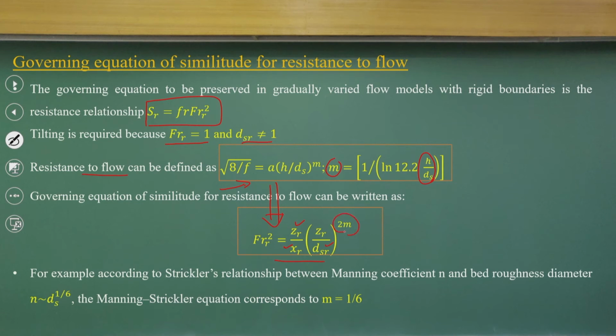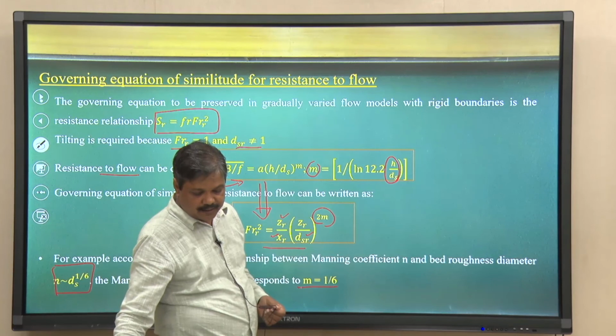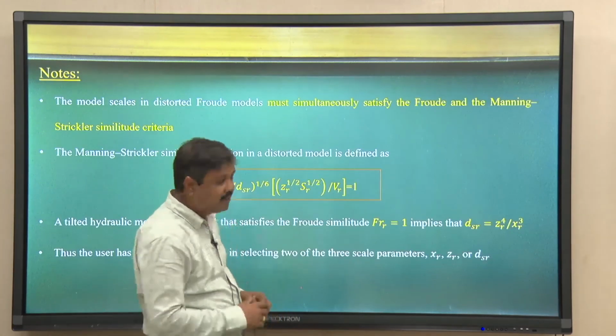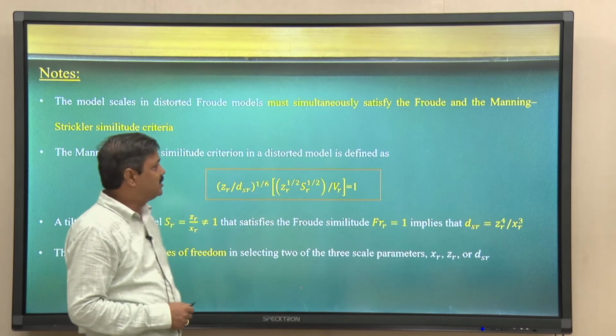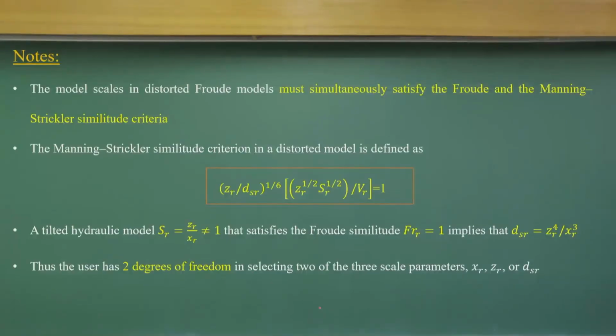This m, when you talk about the Manning-Strickler equation, is equal to 1 by 6. If you remember the Manning-Strickler equation, we define n as a function of d to the power 1 by 6. That is the power exponent, which is m equal to 1 by 6. So, we can use m equal to 1 by 6. In that case you will have 3 criteria. Okay, just try to understand. So, you have 3 criteria. That means, we must satisfy the Froude number and the Manning-Strickler similitude criteria.